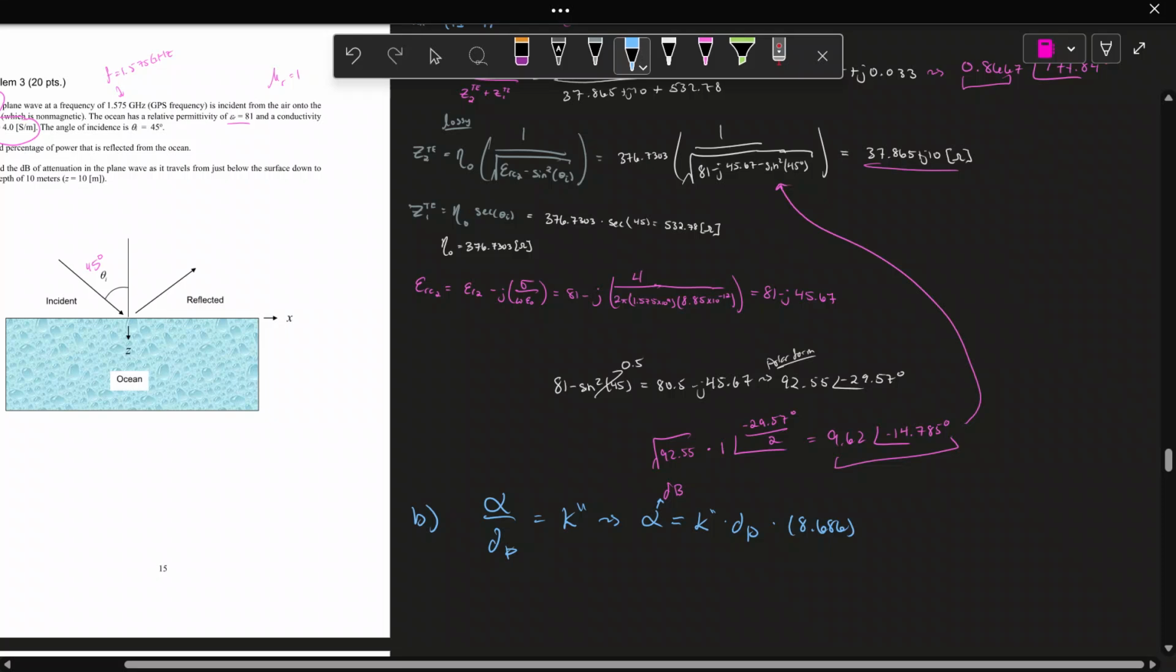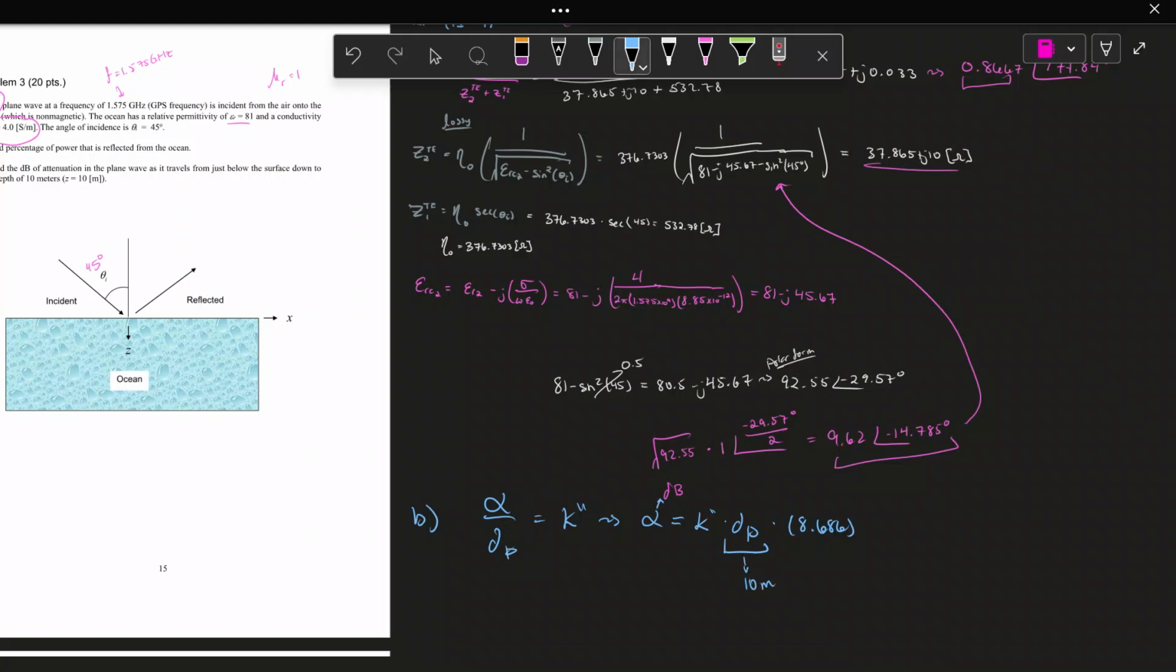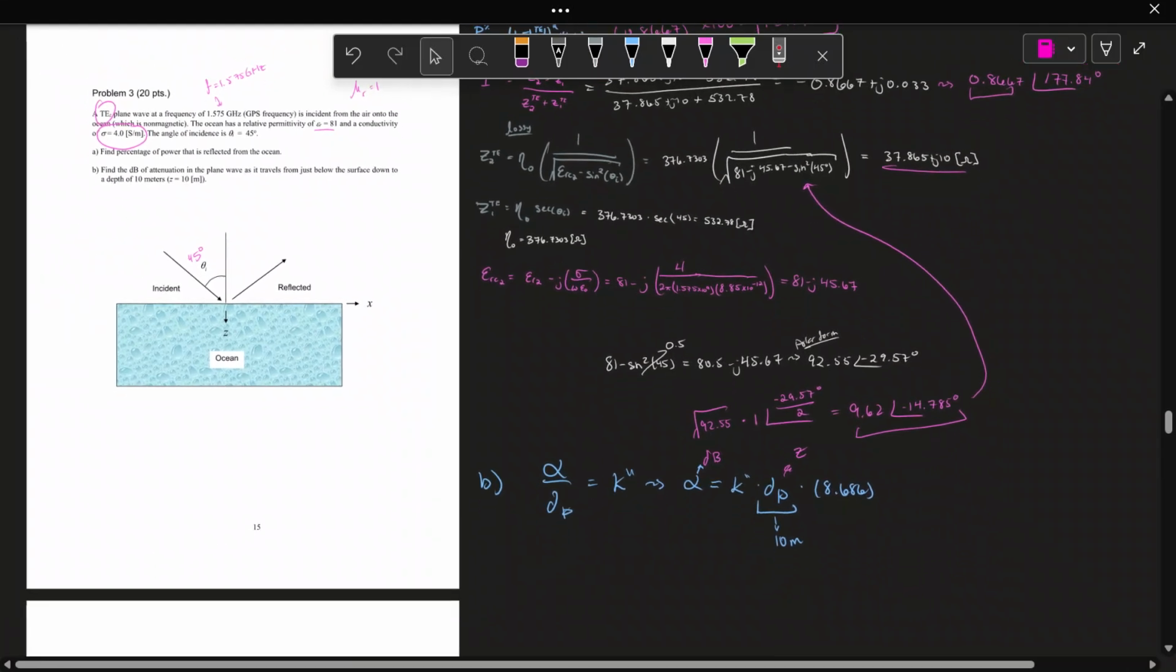All right, so from here, it's pretty simple. We know the depth of penetration is going to be our Z value. This becomes 10 meters because we're trying to find the attenuation at that 10 meters. So really, instead of putting depth of penetration, we can put Z as our variable if you want. This is just like the very last part of exam 2. This is the exact same way you would solve it.